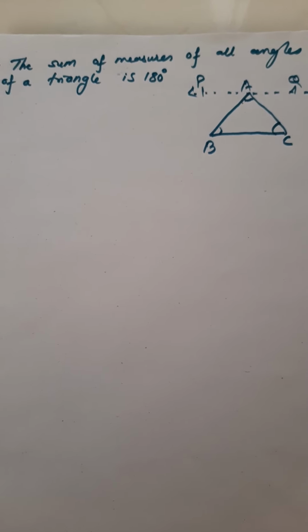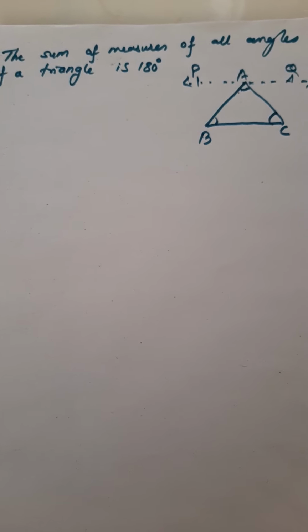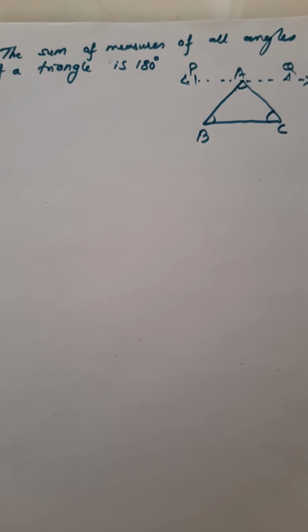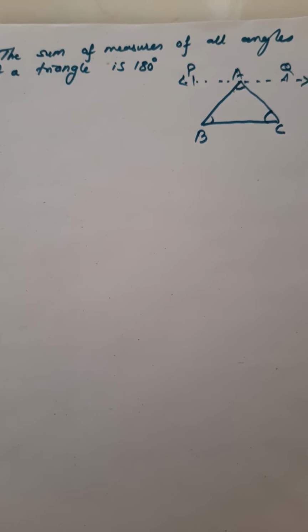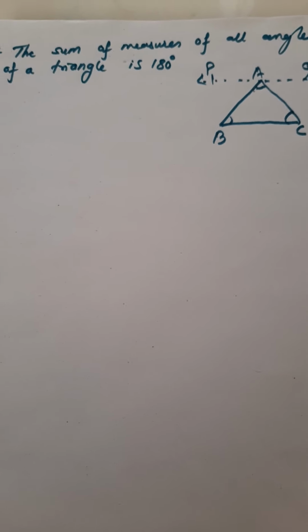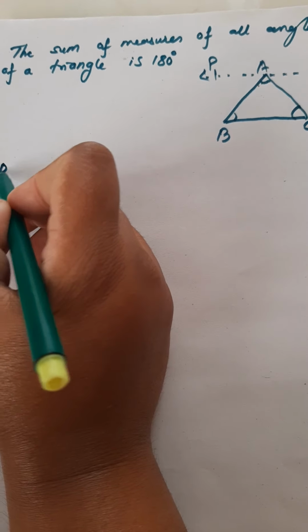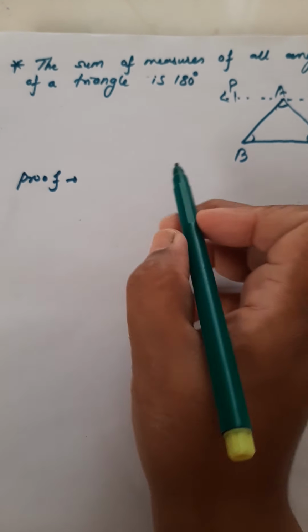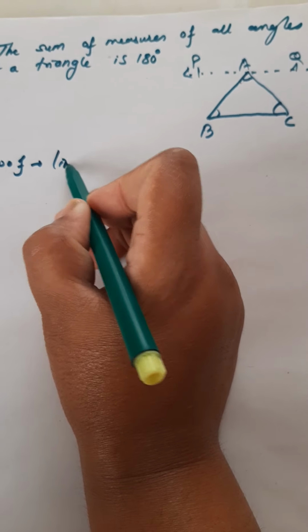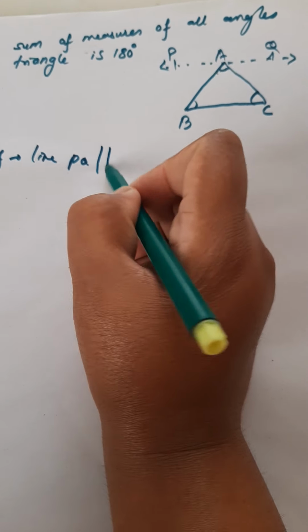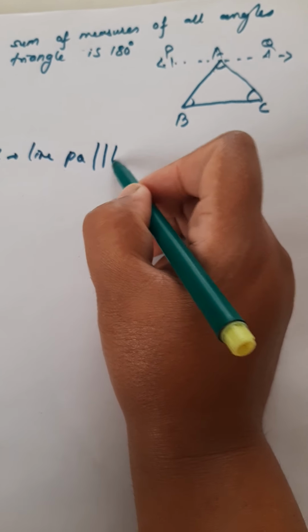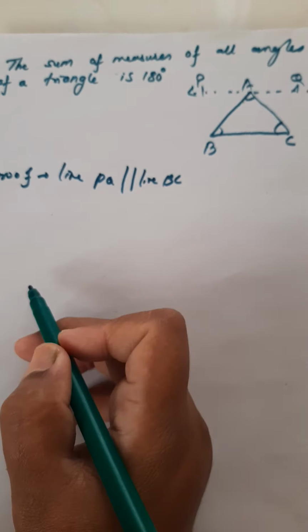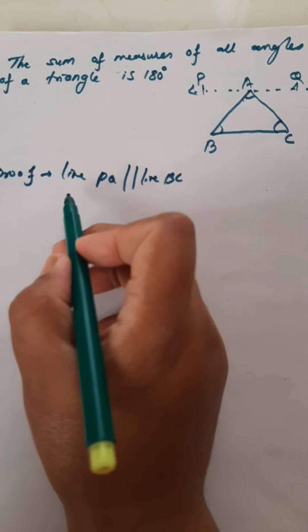And construction, what have we constructed? Line PQ parallel to line BC. These are the construction points. So I have explained 4 points to you. Now finally I will prove how to solve this. Now what is given? Line PQ parallel, this is the symbol of parallel, to line BC. You have understood this point. Now I will directly explain to you.